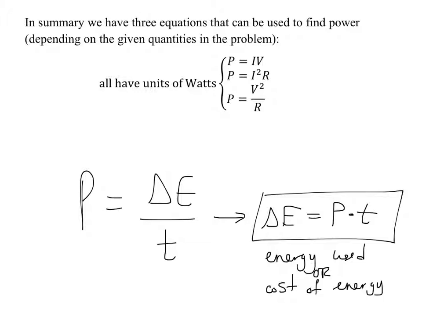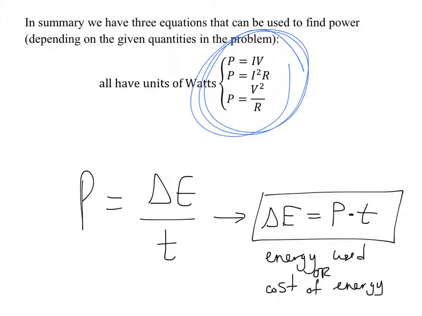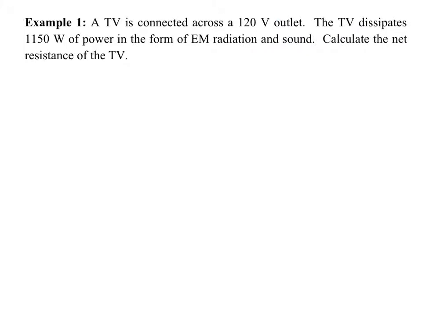So let's look at 2 examples of this. The first of which, we'll look at one where we're going to use one of these first 3 formulas up here. And then in the second example, we'll talk about power cost. So we've got a TV connected across a normal standard American outlet. The TV dissipates a little over 1,000 watts of energy, 1150 to be exact. And we know that it's in the form of some EM radiation and sound. So light and sound. Calculate the actual resistance of this TV. What would the resistance of this TV be?